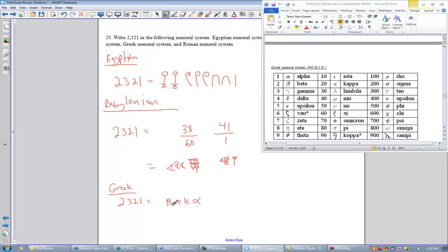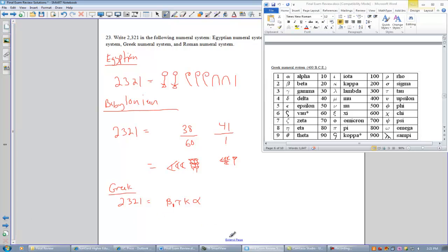And I said in class you have a choice for the comma. The Greeks probably would have written the comma right here, but I'm fine if you want to write the comma here to emphasize that this is actually 2,000. And it kind of connects well with our own numeral system. But again, you could write the comma to the left if you don't want to write it to the right. All right, so that's how we do it in the Greek numeral system.